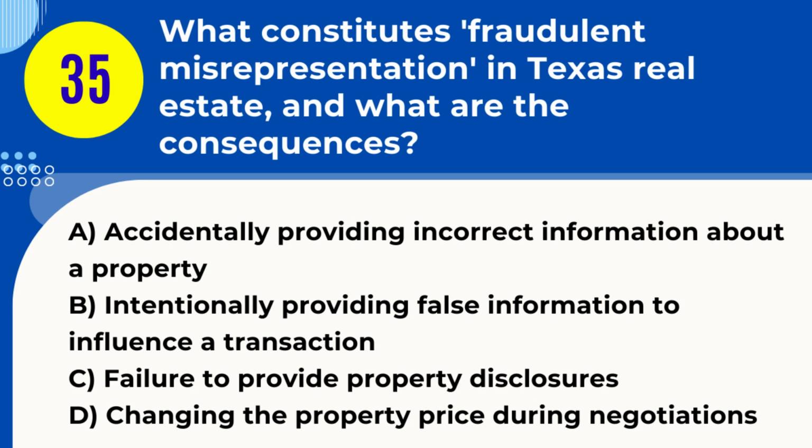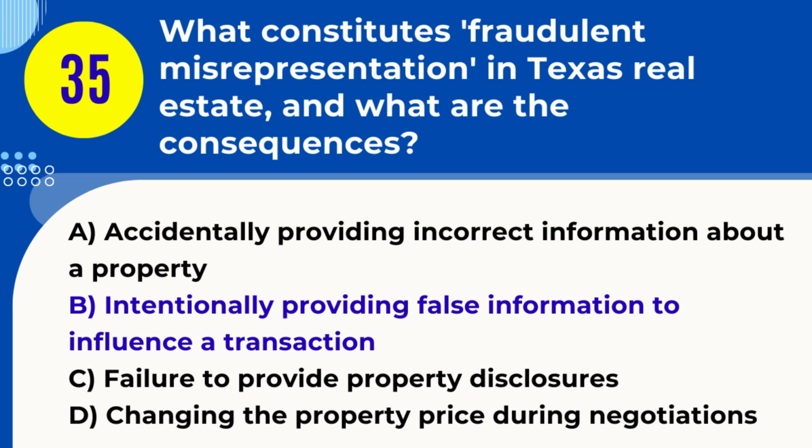Question 35. What constitutes fraudulent misrepresentation in Texas real estate, and what are the consequences? A. Accidentally providing incorrect information about a property. B. Intentionally providing false information to influence a transaction. C. Failure to provide property disclosures. D. Changing the property price during negotiations.